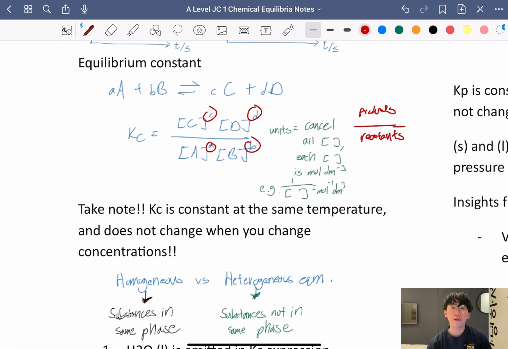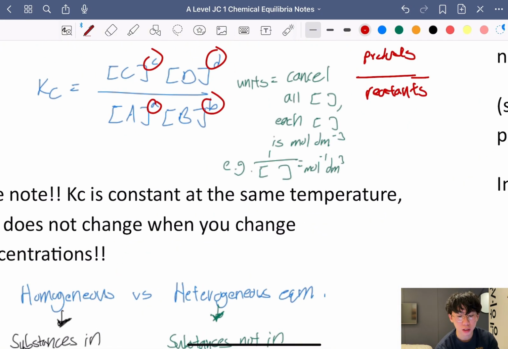And for your units, whenever you have to determine the units of your equilibrium constant, just take each square bracket for a Kc equation. Each square bracket is a mole per dm cubed. So when you cancel all the square brackets out using a little bit of math, your final units is dependent on the amount of square brackets either at the numerator or the denominator. So for example, if my final is 1 over a square bracket to the power of 1, that means my units are mole to the power of minus 1 dm cubed.